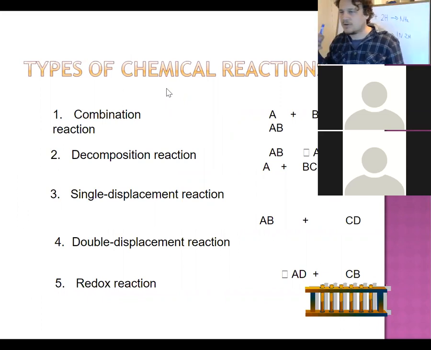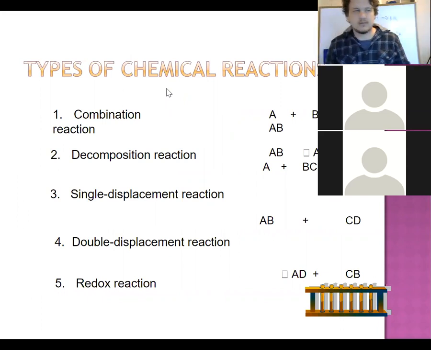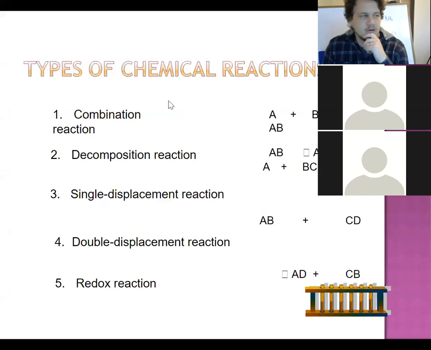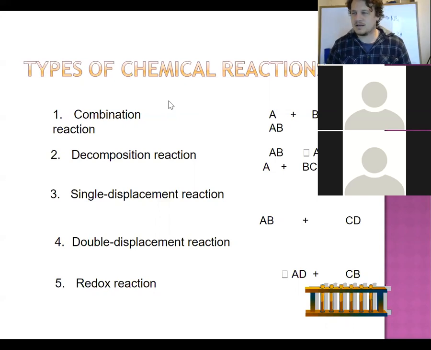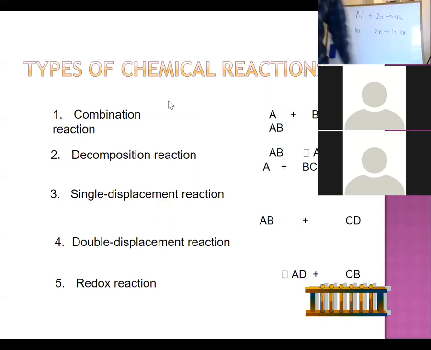So we have 4 different kinds of chemical reaction. We have combination, which is A plus B equals AB. The simplest one. Decomposition, AB equals A plus B. So you're breaking something down. So single displacement reaction, AB, again, jumbled up my slides as soon as I started. Lovely.